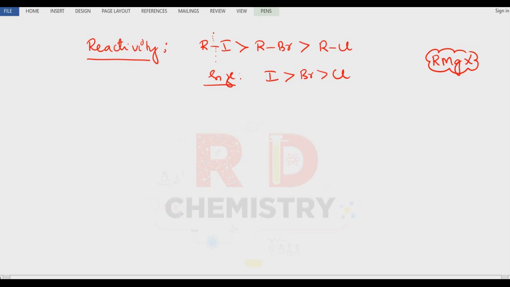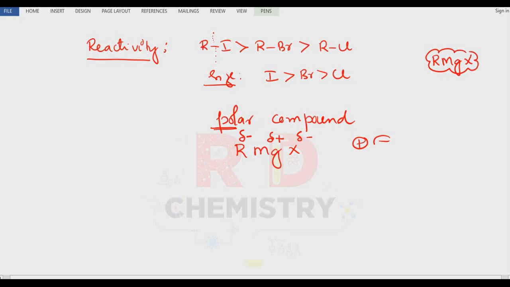Clear? Now this RMgX is a polar compound. Why is it polar? Because in RMgX, magnesium generally loses electrons, so it is an electropositive metal. Halogens are electronegative elements, so negative charge. Now R in this case acts as an electron-withdrawing group, so it is R minus. Since there are positive and negative charges on the molecule, it is called a polar compound. Polarity means plus and minus charges together.